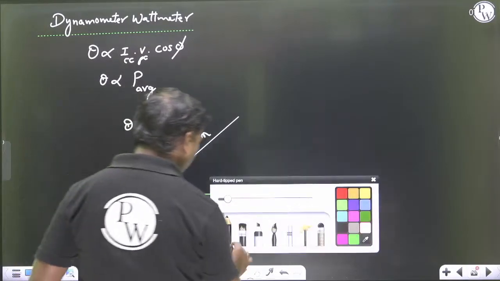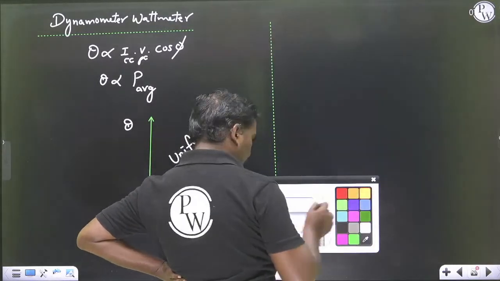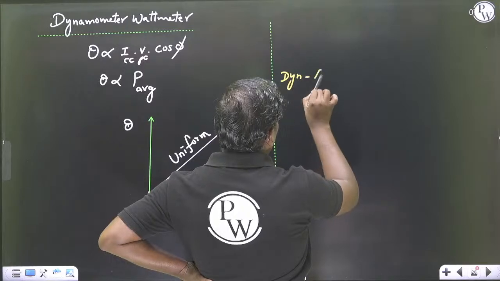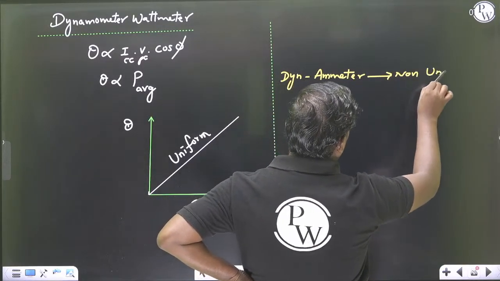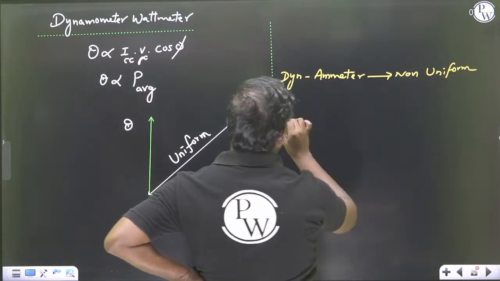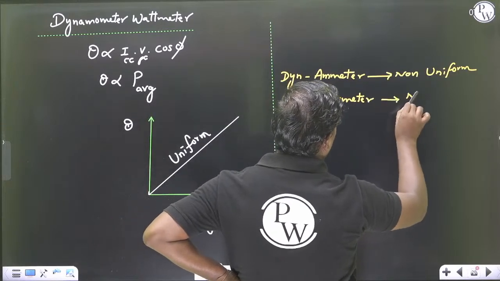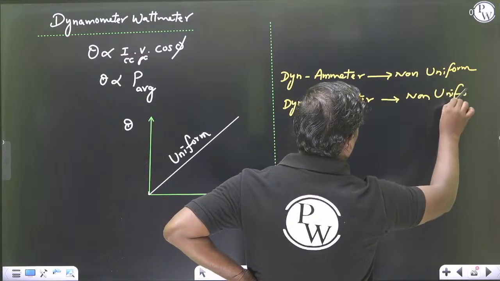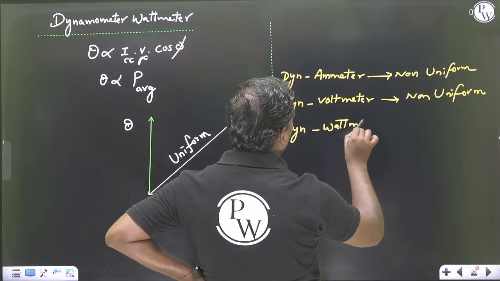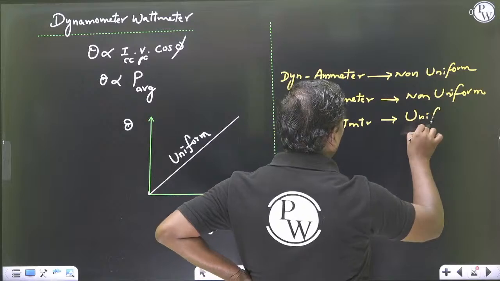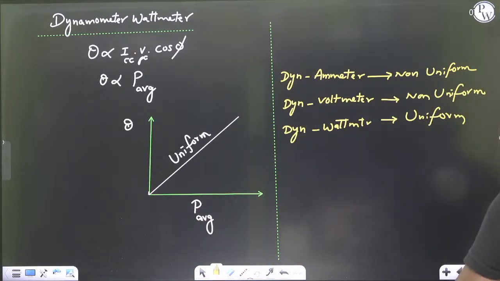So what is the conclusion? Dynamometer ammeter, non-uniform. Dynamometer voltmeter, non-uniform. Dynamometer wattmeter, uniform. That's the reason why dynamometer is suitable for power measurement. Is it clear?